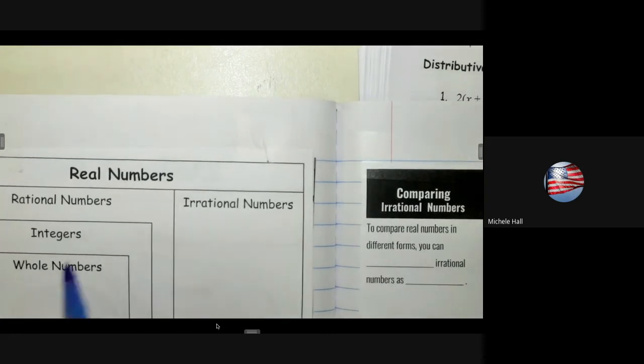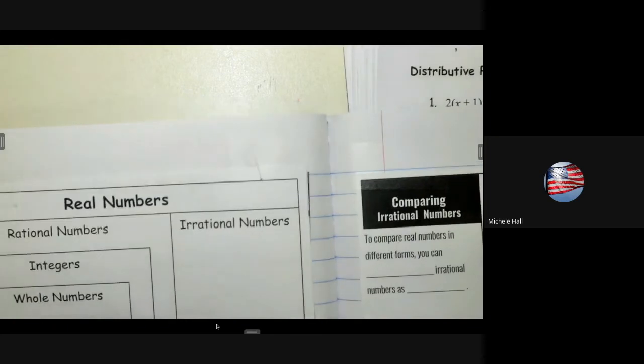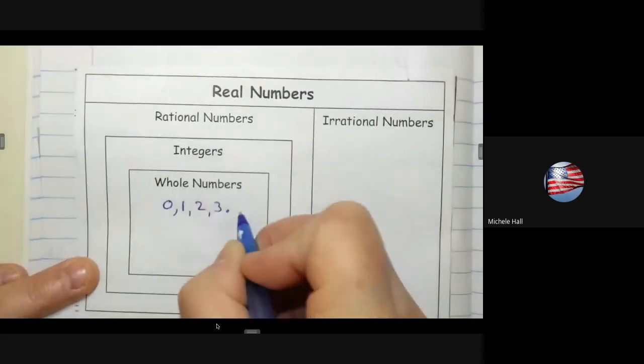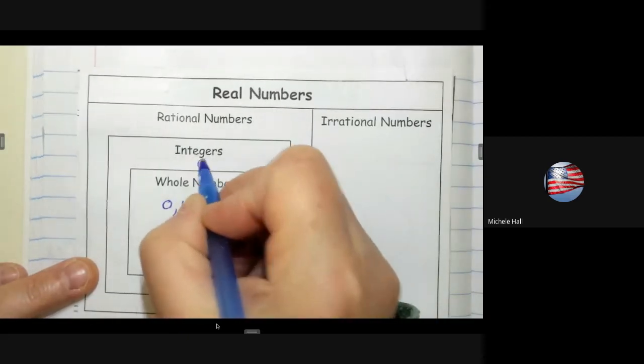Now talking about our number sets. We know that our whole numbers start with 0, 1, 2, 3 to infinity. Integers also have whole numbers in them.